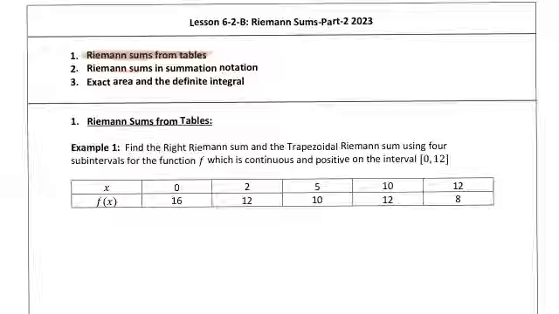other things: Riemann sums in summation notation, and we're going to now move to finding the exact area by thinking about how we can make a Riemann sum into what we call a definite integral.